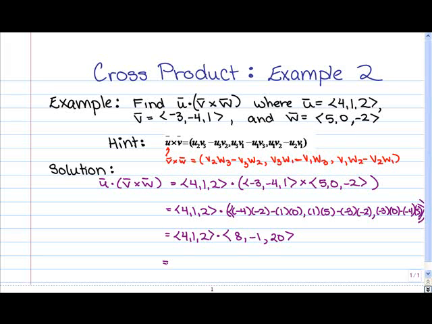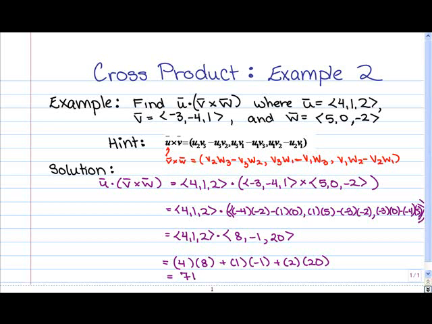Finally, let's go ahead and compute the dot product. So now we're going to multiply the first component of the two vectors together. So we're going to get 4 times 8 plus, we're going to multiply the second components together, so 1 times -1, plus we're going to multiply the third components together, so 2 times 20. If we go ahead and clean this up, we're going to get 4 times 8, which is 32, minus 1 plus 40. So 32 minus 1, so 31 plus 40. So we're going to get an answer of 71.